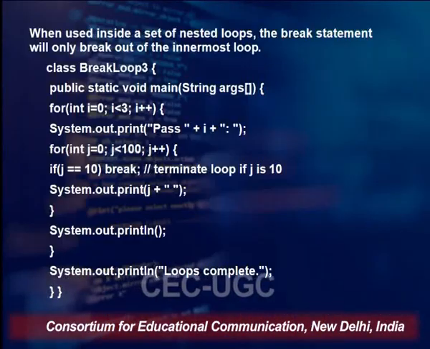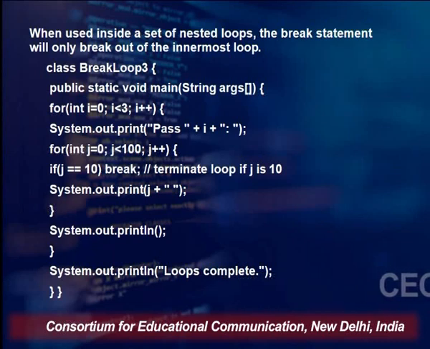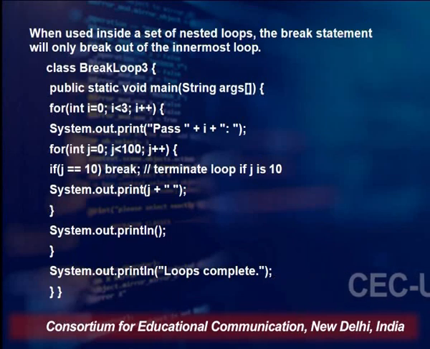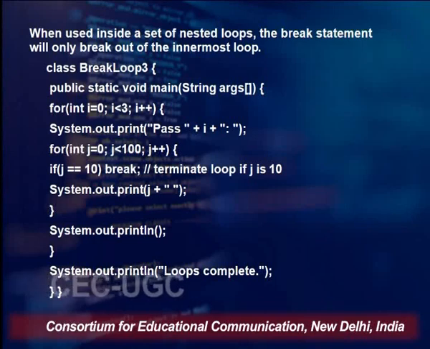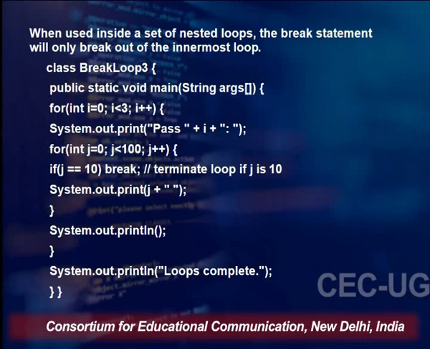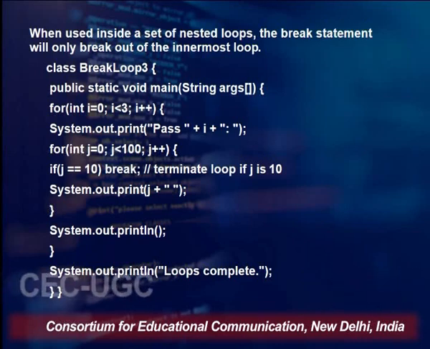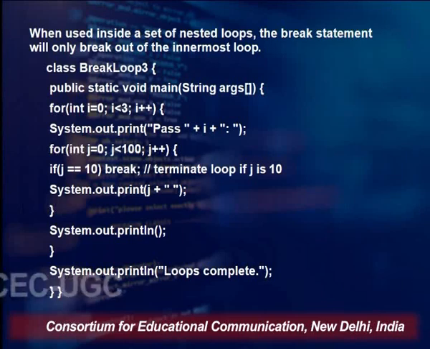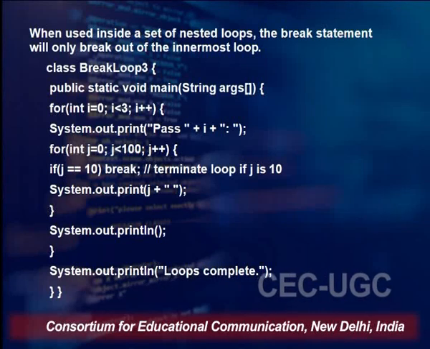Now there is a possibility that there is a set of nested loops, and you are using the break statement inside a particular loop within that nested sequence. So when used inside a set of nested loops, the break statement will only break out of the innermost loop in which it is used. Here, on the screen, is a code snippet. After the declaration of main, which is public static void main, you can find one statement which says for int i = 0, i < 3, i++, then System.out.println something. Then within that for statement, there is another nested for statement operating on the value of j. And within that, if j is equal to 10, a break statement is used.